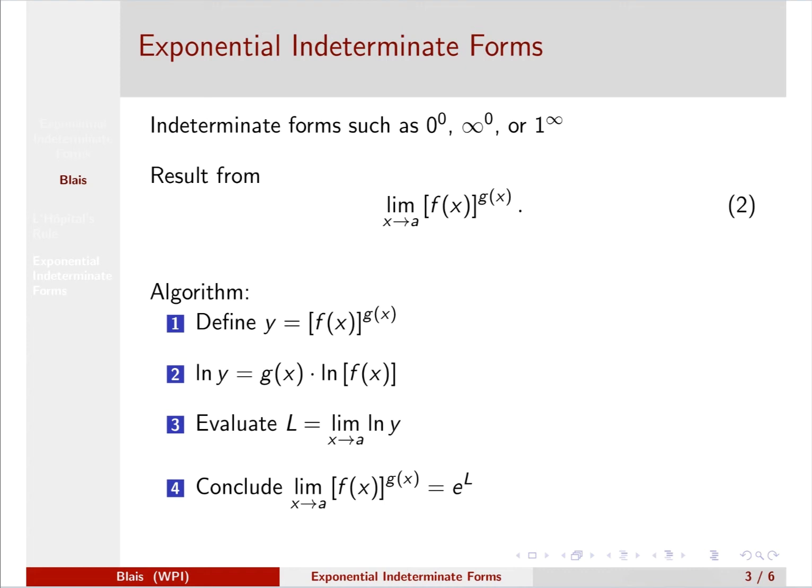To deal with this type of indeterminate form, we use our friend, the natural log, because the natural log has a very nice property where exponentiation is changed to multiplication. So specifically, the natural log of a raised to the b can be written as b times the natural log of a.